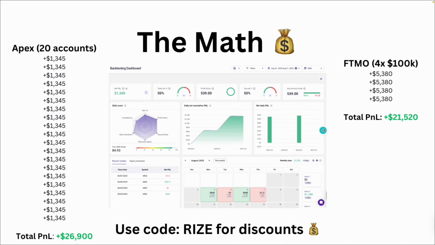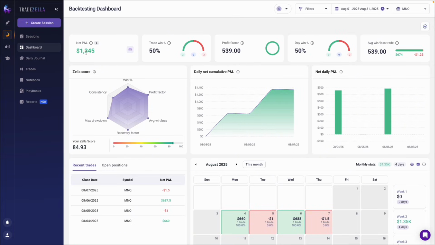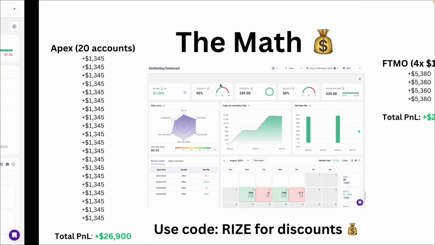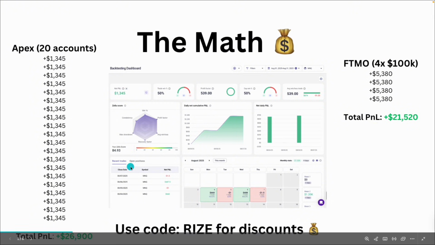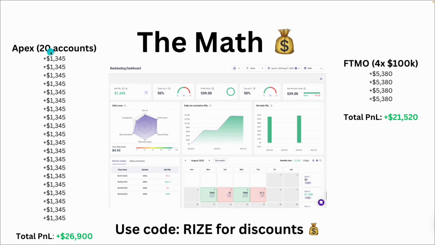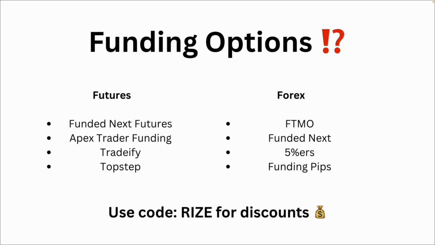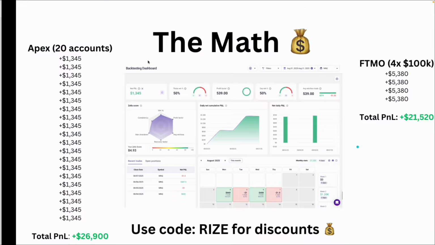But yeah, let's jump into the math behind how you can utilize this 50K account that I said we were trading, $1,000 on the week, and how you can actually transform that into these kind of numbers here. So that $1,345 on the week, if you manage to get max funding with Apex, or if you manage to get max funding with FTMO, that is going to 20x your profits for that week, okay? So let's jump into the math behind it.